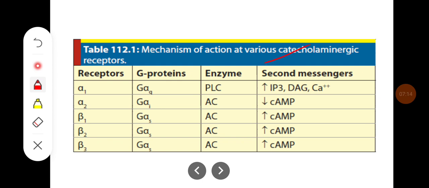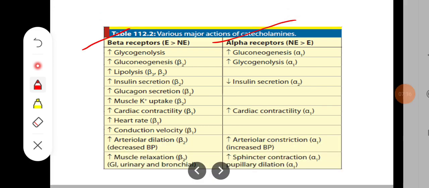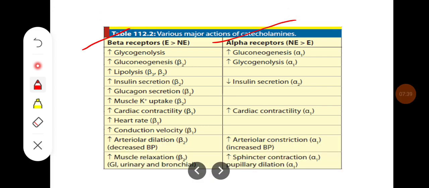Okay, so alpha 1 increases IP3, DAG, and calcium. Alpha 2 decreases cyclic AMP. Beta 1 increases cyclic AMP. Beta 2 and beta 3 also increase the cyclic AMP levels. These are the major actions of the catecholamines. Through beta receptors, epinephrine has a predominant action over norepinephrine. Over the alpha receptors, norepinephrine has a predominant action over epinephrine.